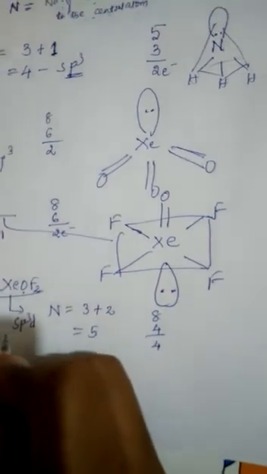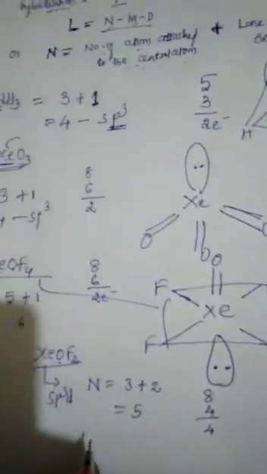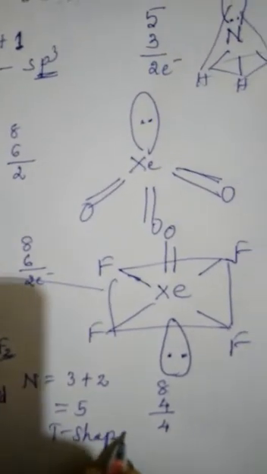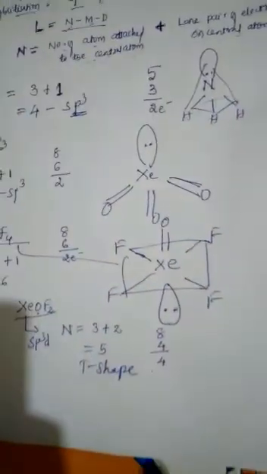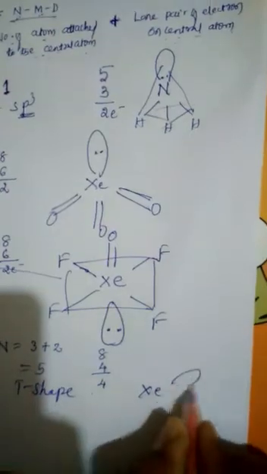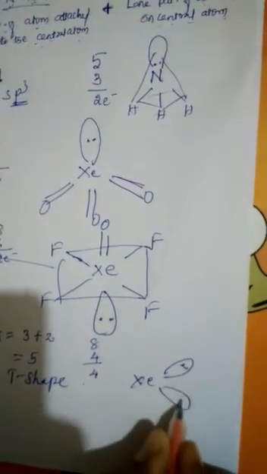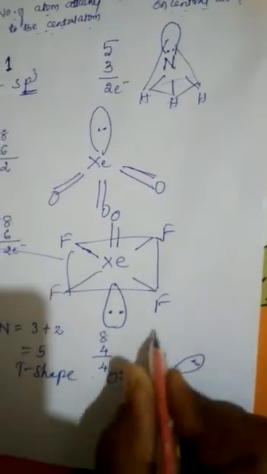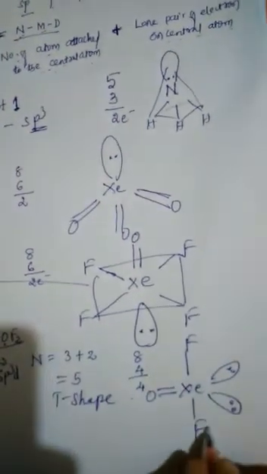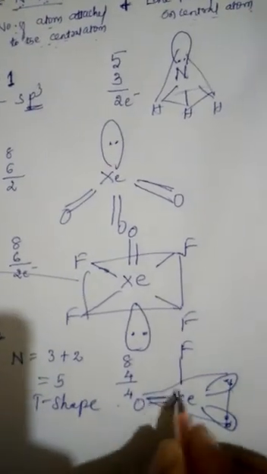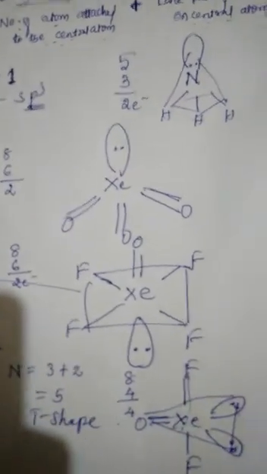Then it is sp3d type of hybridization. The geometry of this molecule is T shape. How will it be? Xenon, and I can take the lone pairs at the equatorial positions. Axially I will represent the 2 fluorine atoms. This is known as T shape. Like this you can try. Thank you.